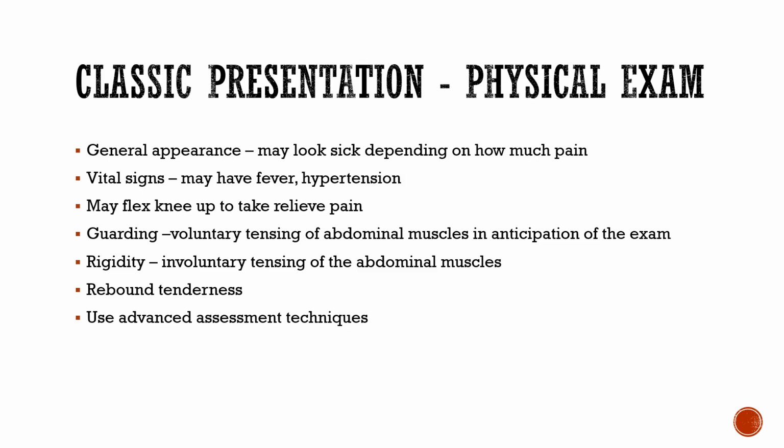Rebound tenderness is a key sign. When you check for rebound tenderness, you're going to press into the right abdomen until the person gets used to it, and then you pull your hand quickly away, and if there's tenderness, that is indicative of some sort of peritoneal irritation. You're going to use advanced assessment techniques here.